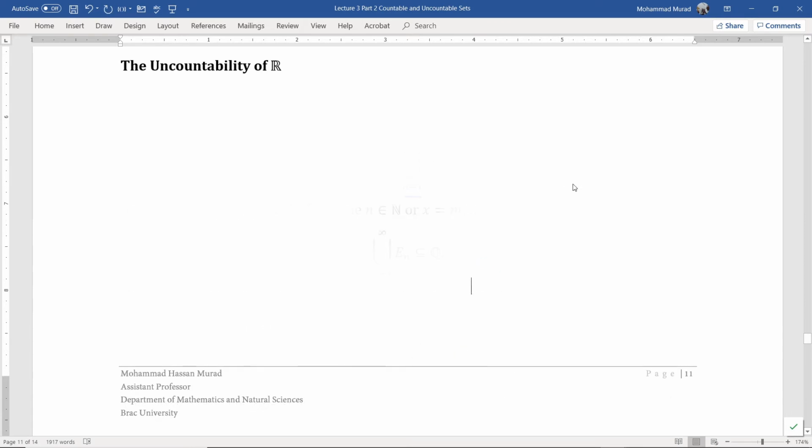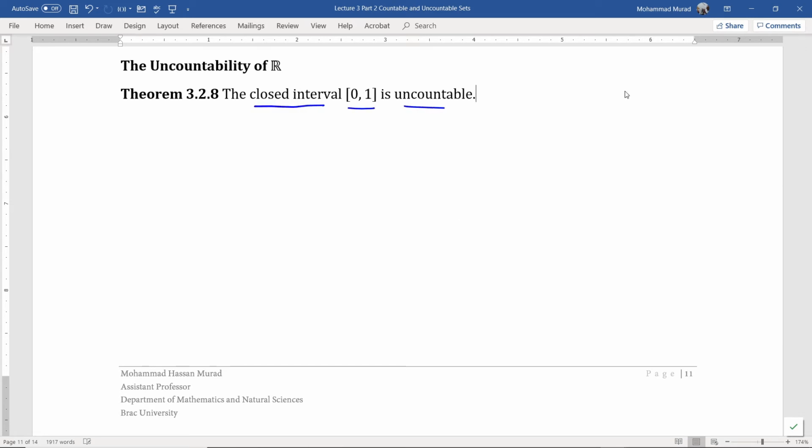So far, we have seen that the set of integers is countable, and the set of rationals is also countable, but the set of all real numbers is uncountable. To see the proof of this, let's have a look at a theorem. The closed interval from 0 to 1 is uncountable.